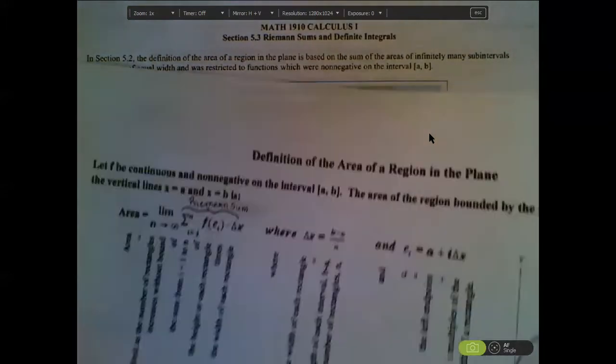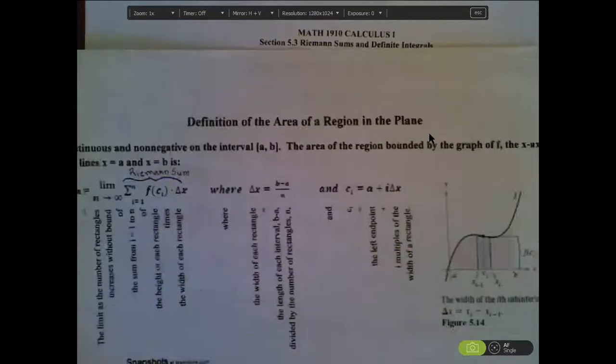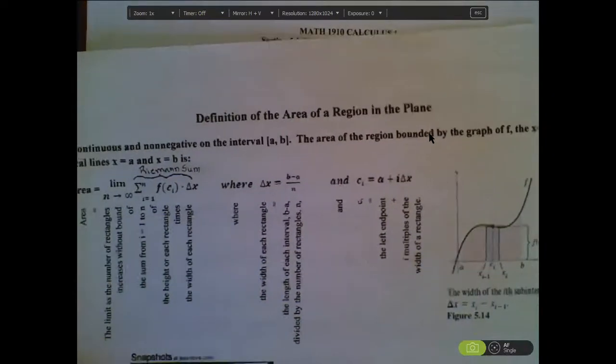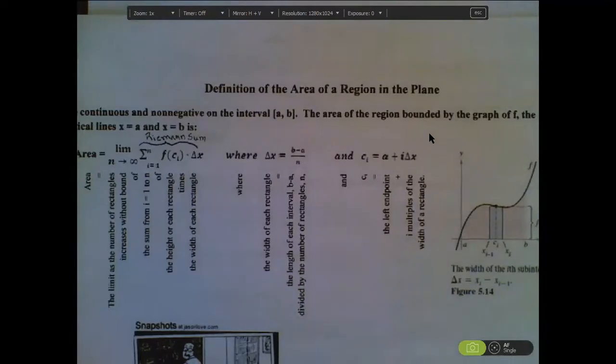Okay. Section 5.3. Before we start this, I need to go back and mention something that you saw in 5.2, and that was the definition of the area of a region in the plane. We're into the second branch of calculus now, where we're going to be undoing what we did the first part of the semester. First part of the semester, we were differentiating. Now we're going to be integrating, and we're talking about what the integral gives us.